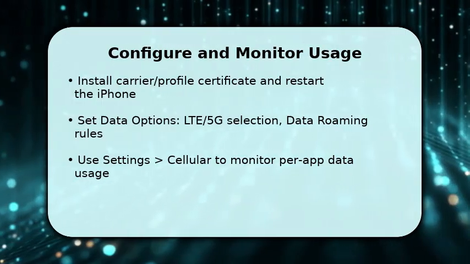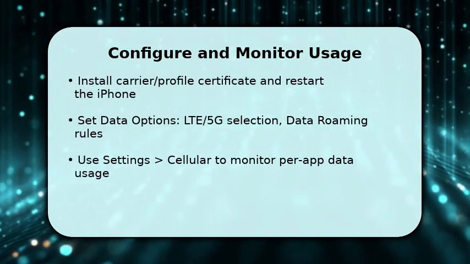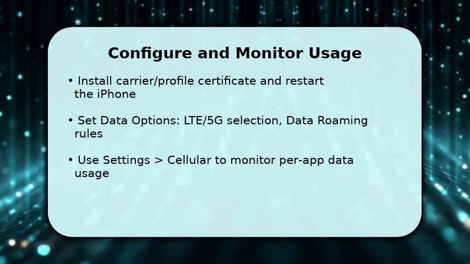Go to Settings, General, Background App Refresh. Also, monitor per app usage in cellular to spot data hogs, and set realistic daily limits.